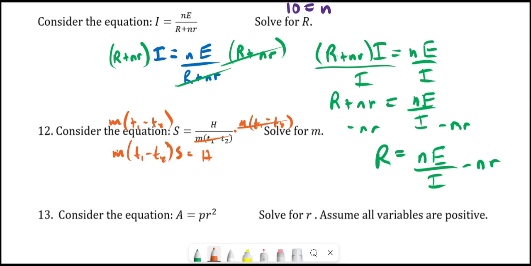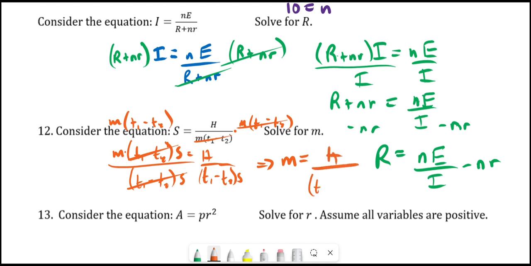To solve for m, I just need to divide away what's multiplying by m here. And what's multiplying by m is t1 minus t2 times s. We need to do that again on both sides, or else we haven't been balanced. And when I do that, we wind up with m alone, because all this cancels here, equal to h over t1 minus t2 times s, all of that in the denominator of h.